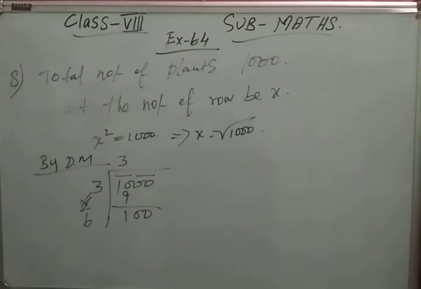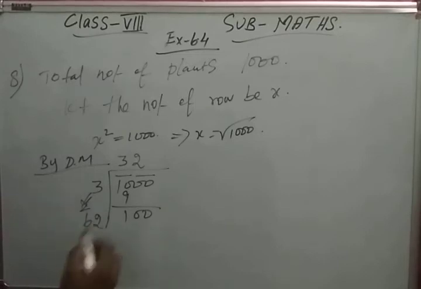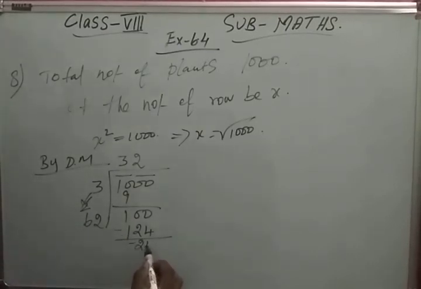So extra plants are needed. You just multiply by 2. 62 into 2, what will you get? 124. Then if you subtract, what will come? Minus 24. If you want to get the perfect square number, minus 24 is there. So the value is not enough, it is less than by 24.